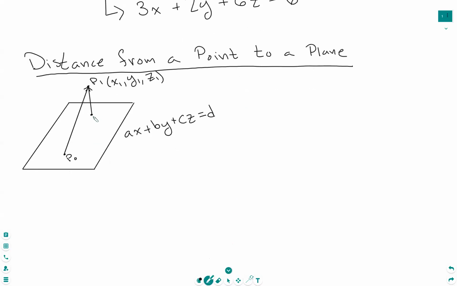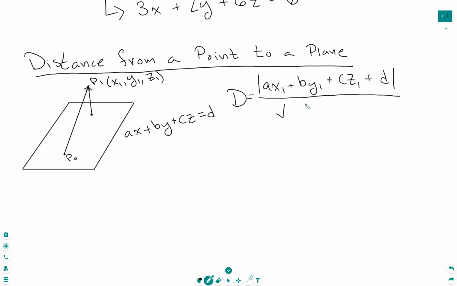So I'm not going to go into the whole proof about the distance here, but it's a little drawn out. But the distance here is going to be the magnitude, the absolute value of a x1 plus b y1 plus c z1 plus d all over the square root of a squared plus b squared plus c squared.